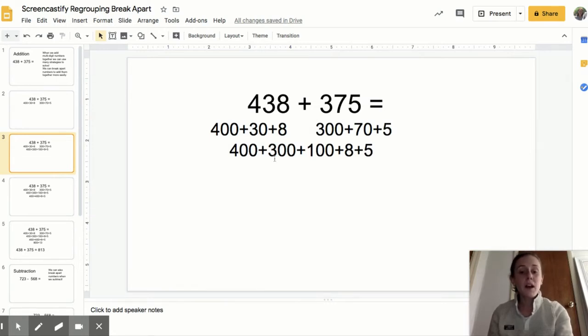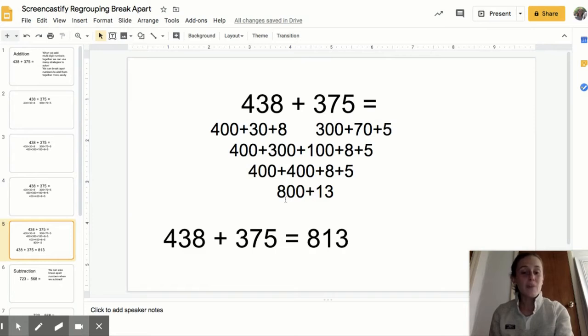When I take a look at this, I see that I have a 300 and a 100. If I add 300 plus 100, I can make another group of 400. So I'll be able to add 400 plus 400, which is just like a doubles fact of 4 plus 4. I added my 300 plus my 100, which gave me now 400 plus 400 plus 8 plus 5. When I add 400 plus 400, I know that 4 plus 4 is 8, so 800s will equal 800. So I have my 800.